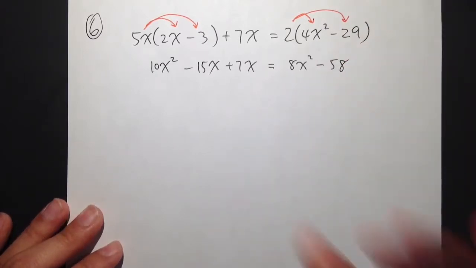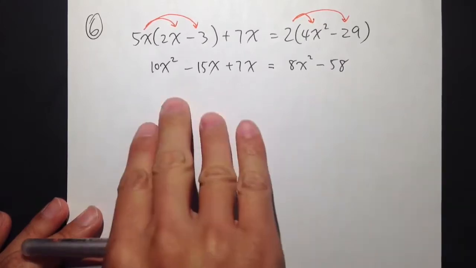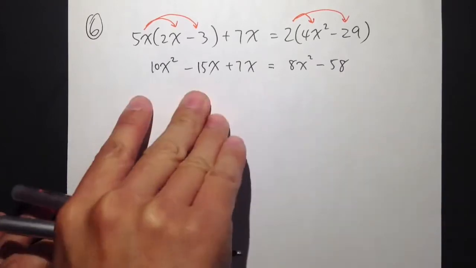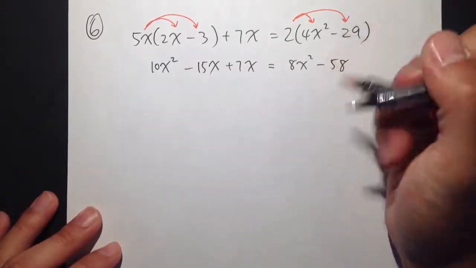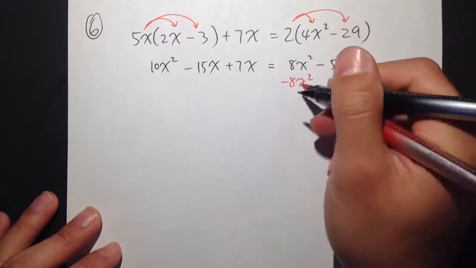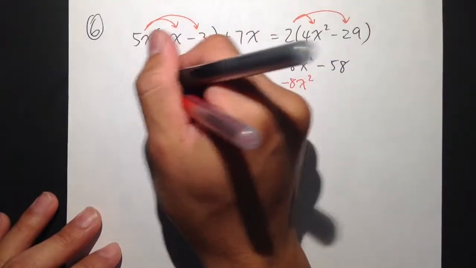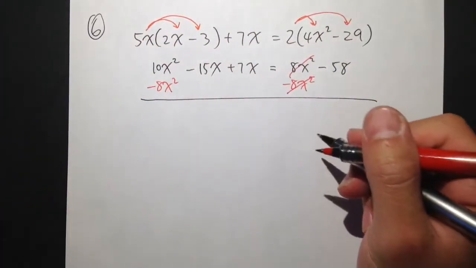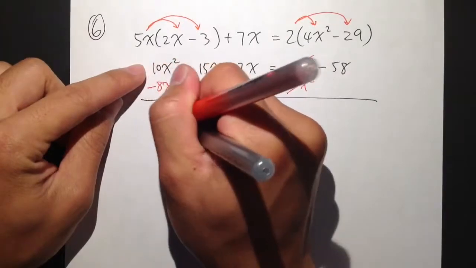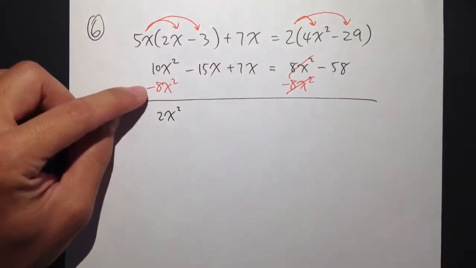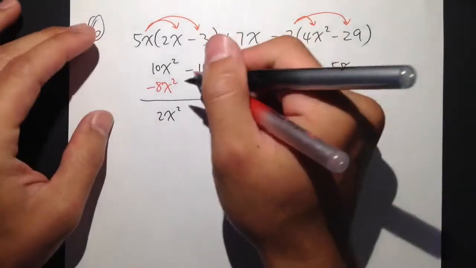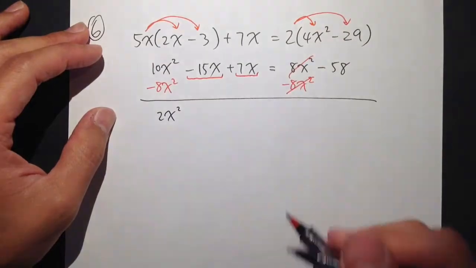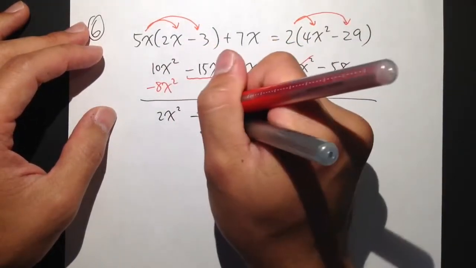Okay? So again, we end up with a quadratic equation, and let's just move all the things to the left hand side first. So let me minus 8x squared here, 8x squared there, 8x squared here. Cancel this, cancel that. So here we get, this is 2x squared, right? 10x squared minus 8x squared is 2x squared. But then on this side, we have the negative 15x combined with the positive 7x. So that's the result of negative 8x.